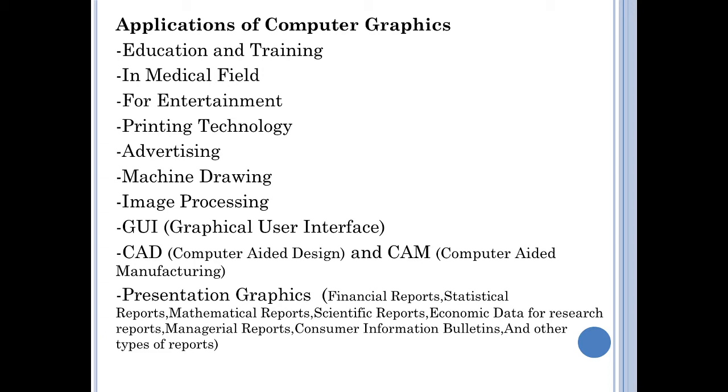In printing technology, you can use computer graphics for advertising purposes, for machine drawing, for image processing. To create a graphical user interface, you can use computer graphics. In CAD and CAM, that is computer aided design and computer aided manufacturing, you can use computer graphics. With the help of CAD and CAM, we can create mechanical engineering designs on computer with the help of such types of applications of computer graphics.